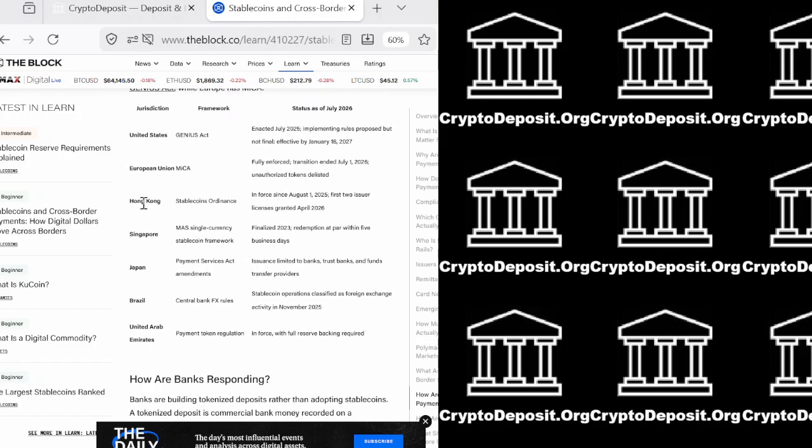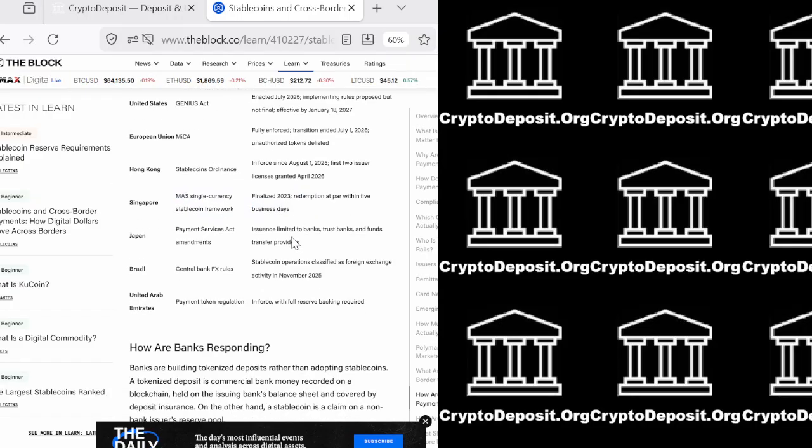And then Hong Kong, you've got the Stablecoins Ordinance, and it was in force since August 1st, 2025. First 2 issuer licenses granted April 2026. Singapore, you have, of course, the Monetary Authority of Singapore, MAS, Single Currency Stablecoin Framework. It was finalized back in 2023, and the redemption at par within 5 business days. So that is the way they function. Over in Japan, you have the Payments Services Act amendments.